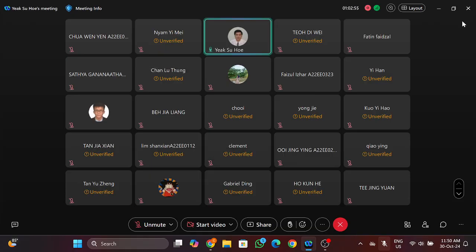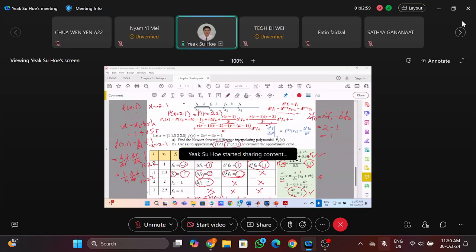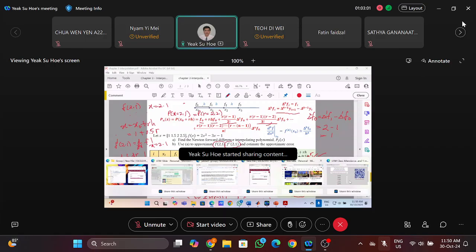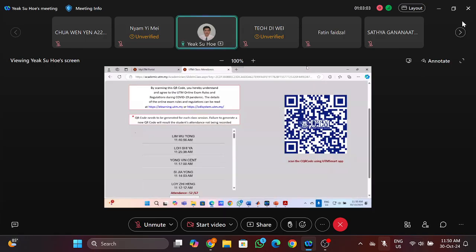So everyone, for those who have not yet scanned your QR code, please scan your QR code. The attendance until now is only 52. More than 10 students didn't attend. You then scan the QR code. At the same time, you try to do the exercise.